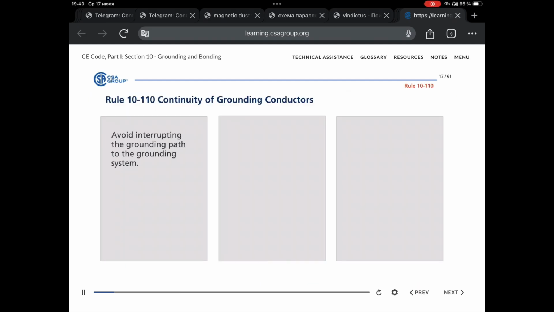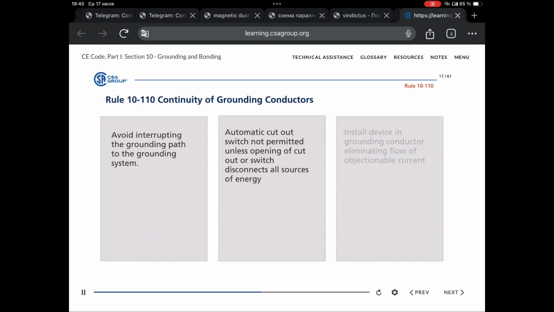Any interruption of the bonding path to ground must be avoided. An automatic cutout or switch to be installed in the grounding conductor is not permitted, unless the opening of the cutout or switch disconnects all sources of energy. However, it may be necessary to install a device in the grounding conductor to eliminate the flow of objectionable current. These are sometimes referred to as tingle voltage filters, used in agricultural areas.